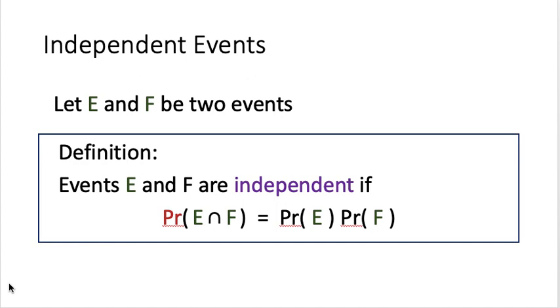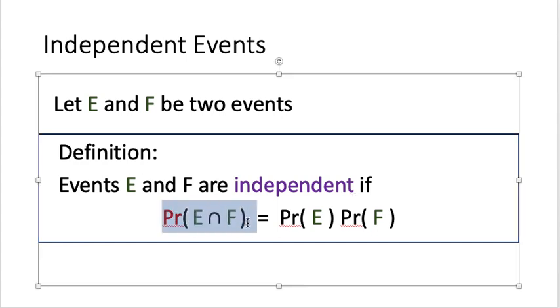And then independent events. So what does that mean? Again, this time we have two events E and F to begin with. We say E and F are independent, and this is a definition, if the probability of E intersect F is equal to the probability of E multiplied by the probability of F. But you may ask, why do we call them independent? From the formula, there is nothing like independence at all.